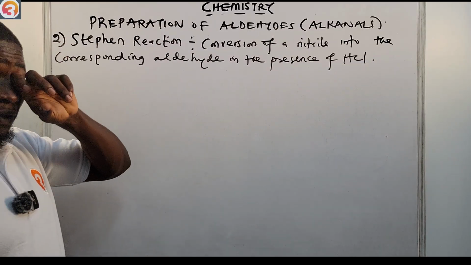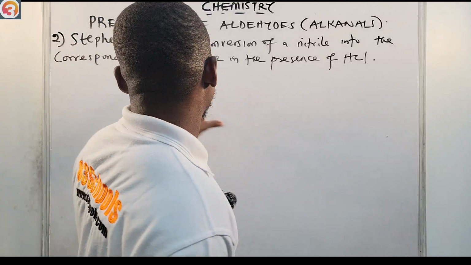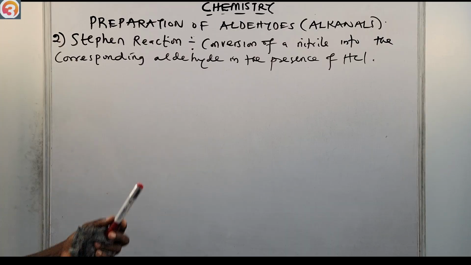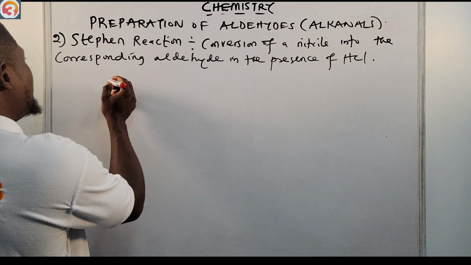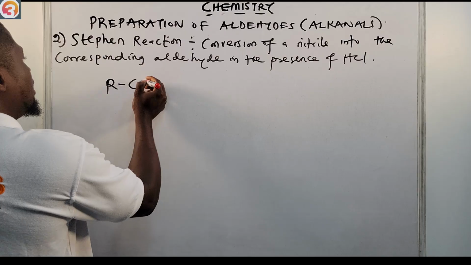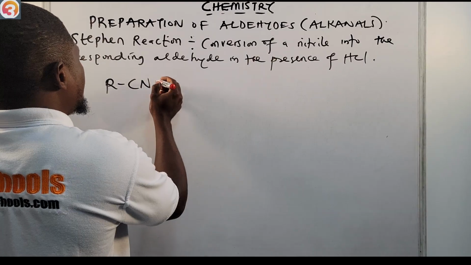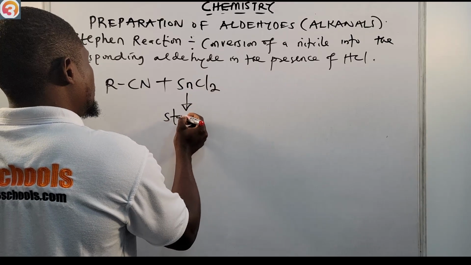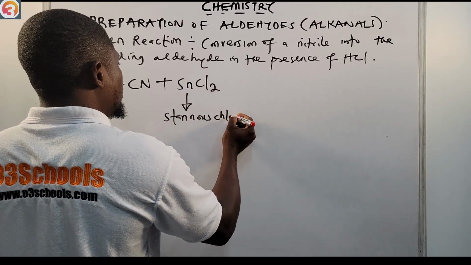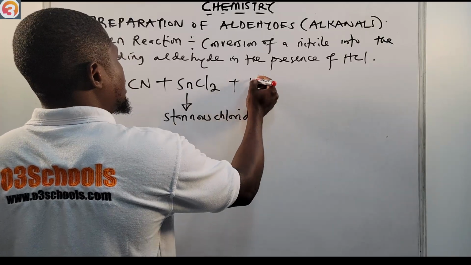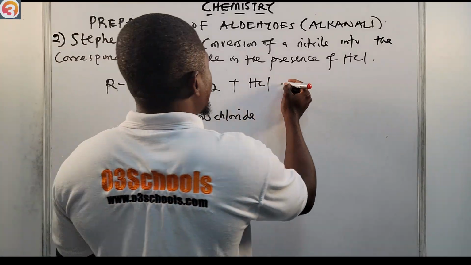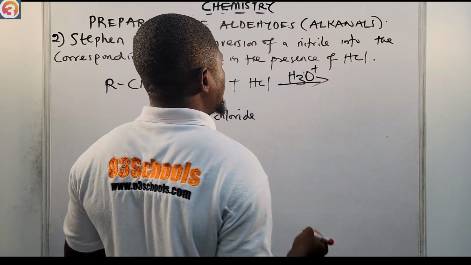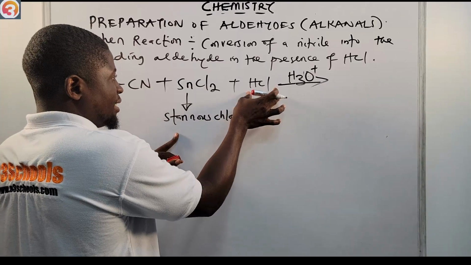So this one is the Stephen reaction: conversion of a nitrile into the corresponding aldehyde in the presence of hydrochloric acid. Let us see the reaction pathway. Firstly we have our nitrile, R-CN. Then plus SnCl2, which is called stannous chloride, then of course plus HCl. Take note of that. Then we now have the presence of hydronium ion. Then this was our HCl, hydrochloric acid.